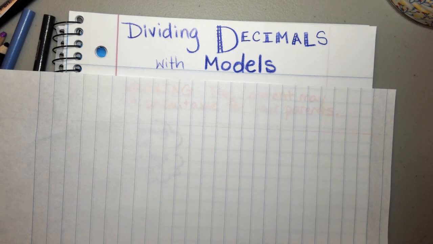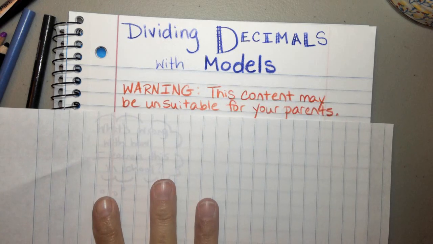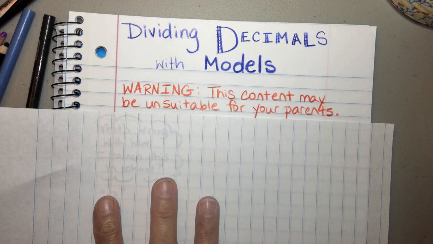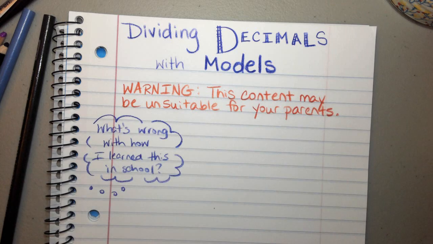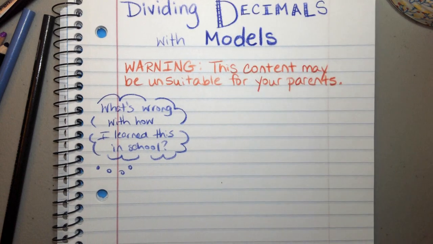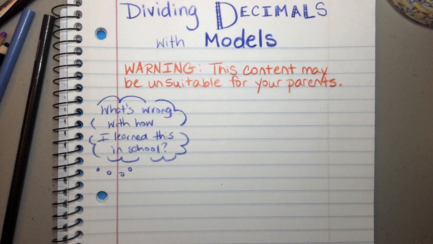Alright, so today we're doing dividing decimals with models, and just like multiplying decimals with arrays, this content may be unsuitable for your parents. It is certainly not how they learned it when they were in school, because it's not how I learned it when I was in school, and they may be asking, what's wrong with how I learned this in school? Well, the answer is there's nothing. There's absolutely nothing wrong with the way your parents learned it.